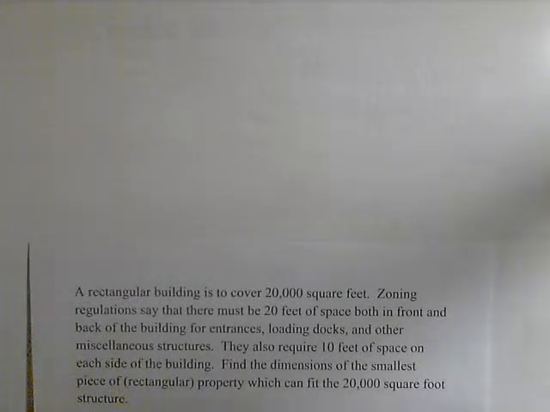So we're going to look at a constrained optimization problem, and I've done this in single variable calculus. Now we're going to do it with Lagrange multipliers so you can see both videos. A rectangular building is to cover 20,000 square feet, and there are zoning regulations that say there must be 20 feet of space both in front and back of the building for entrances, loading docks, and other miscellaneous structures. They also require 10 feet of space on each side of the building. So we want to find the dimensions of the smallest piece of property which can fit the 20,000 square foot structure.